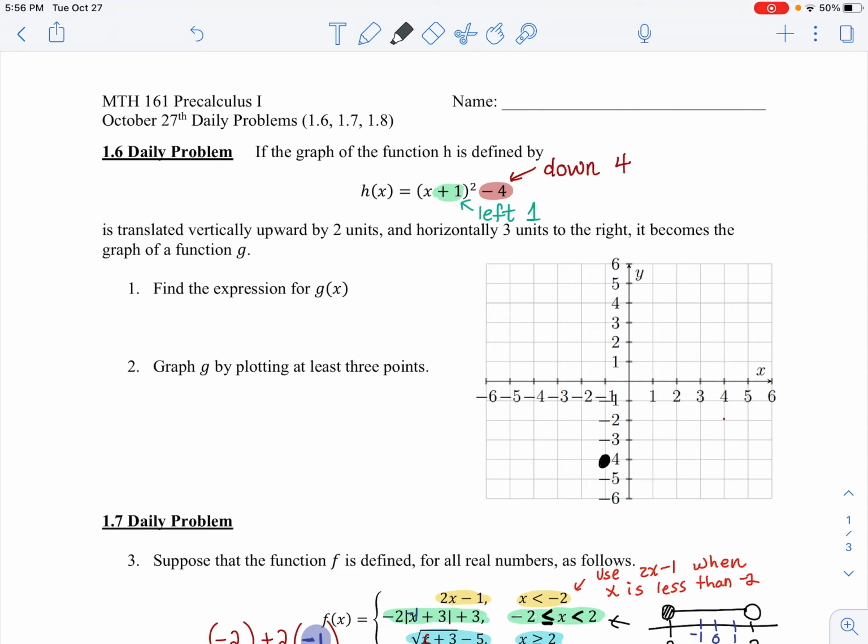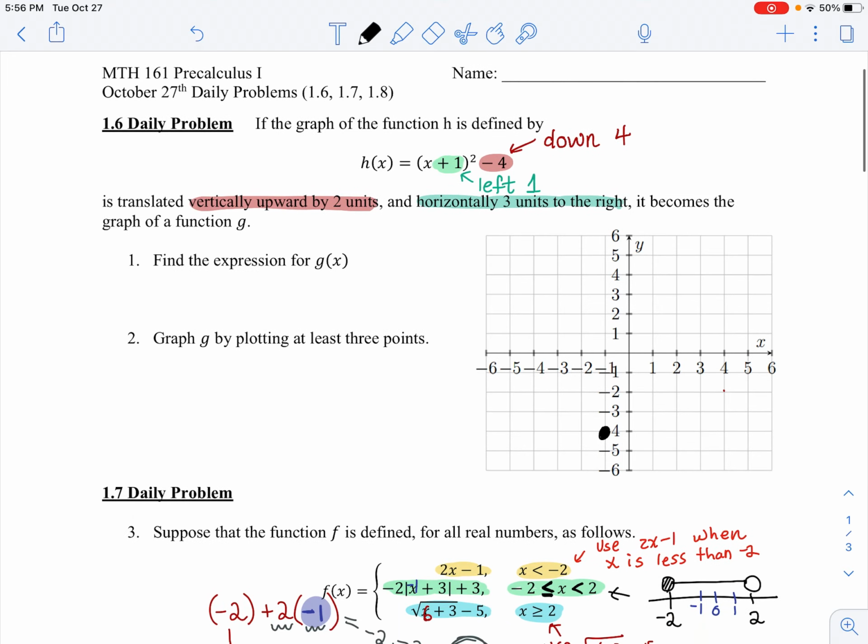But now let's see. It says this graph is translated vertically upward by 2 units. The first thing we're going to do is move it up by 2 units. And then horizontally 3 units to the right. And it becomes the graph of function g of x. We can do this graphically, but I'm going to go ahead and do the method that I did in class so that it reinforces what we did.